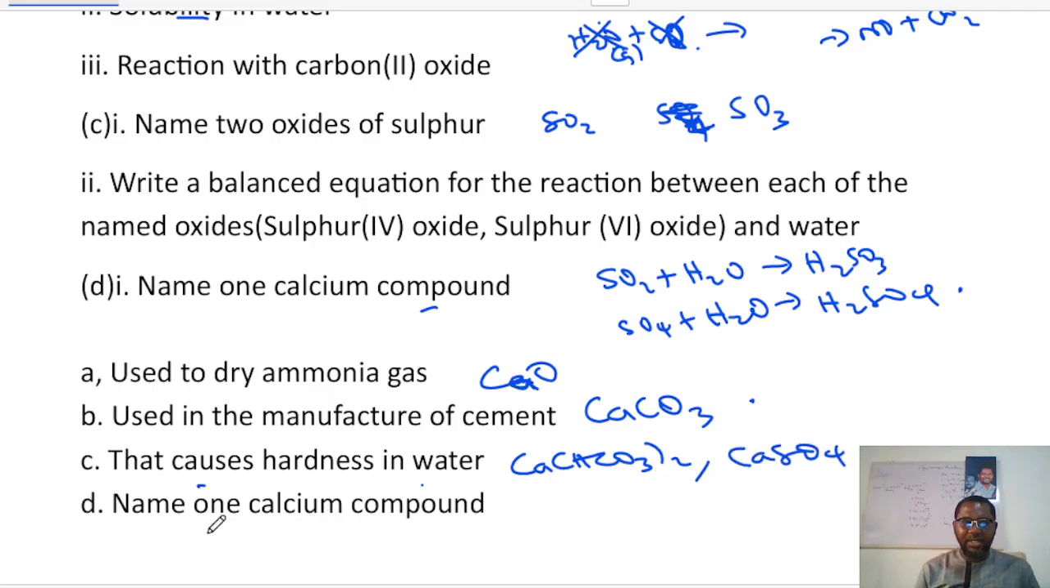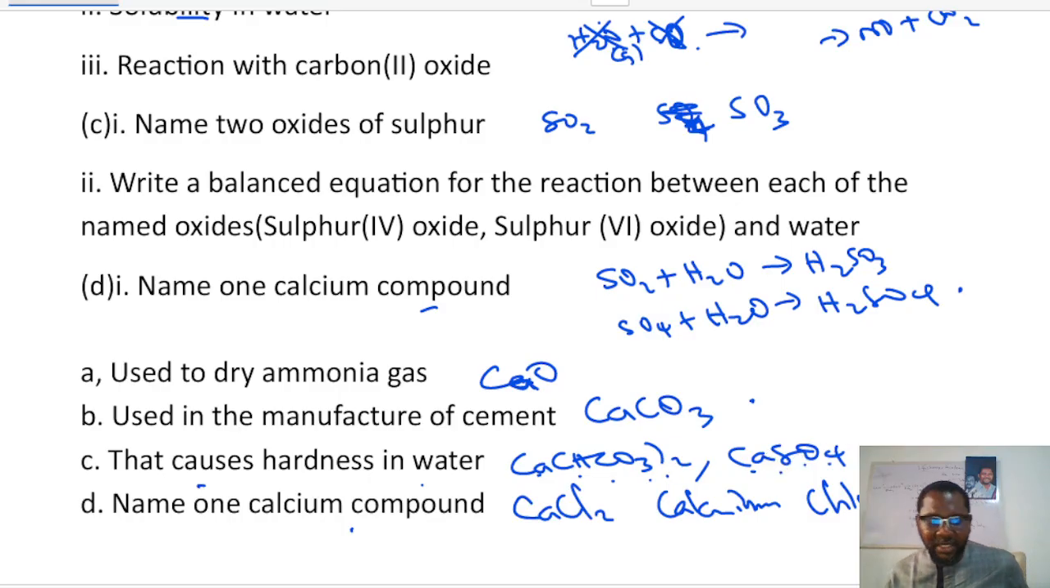Okay? Then the other one says, name one calcium compound. Well, I can say calcium chloride. Yeah, this one is calcium hydrogen trioxocarbonate 4. This one is calcium tetraoxosulfate 6, and so on and so forth.